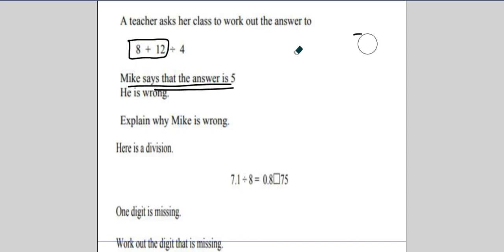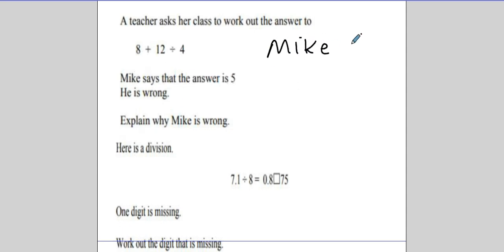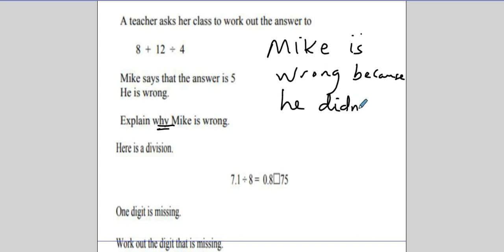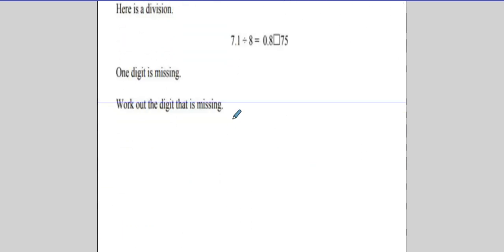Now the explanation will be: Mike is wrong because he didn't use BODMAS. As simple as that. The question is, explain why Mike is wrong. Mike did not use BODMAS.